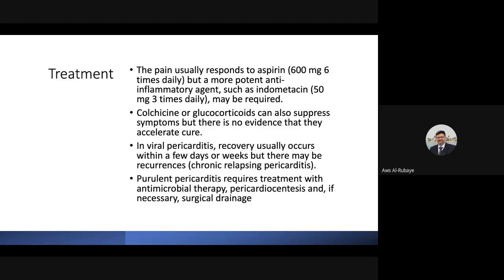In viral pericarditis, recovery usually occurs in a few days or weeks, but there may be recurrences causing a chronic relapsing pericarditis. Purulent pericarditis, which is caused by bacterial infection, requires antimicrobial therapy, and sometimes pericardiocentesis and even surgical drainage may be required.